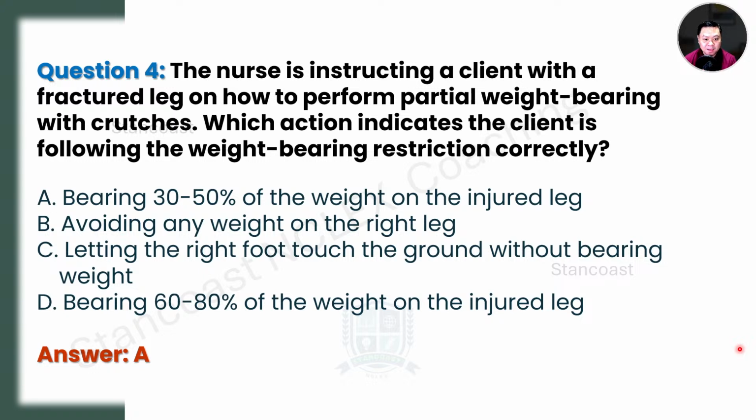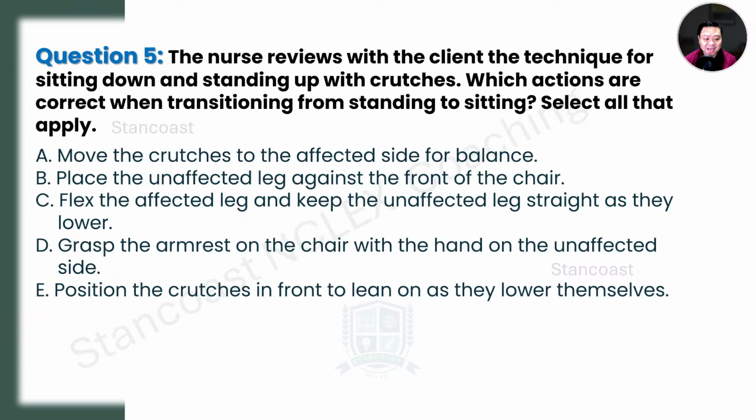Okay. Now, when you encounter a test question that asks you about partial weight bearing, it suggests that you should select those moderate weight allowance. So here we have our value, 30 to 50%. That would be your clue. Let's have our next item. The nurse reviews with the client the technique for sitting down and standing up with crutches. Which actions are correct when transitioning from standing to sitting?